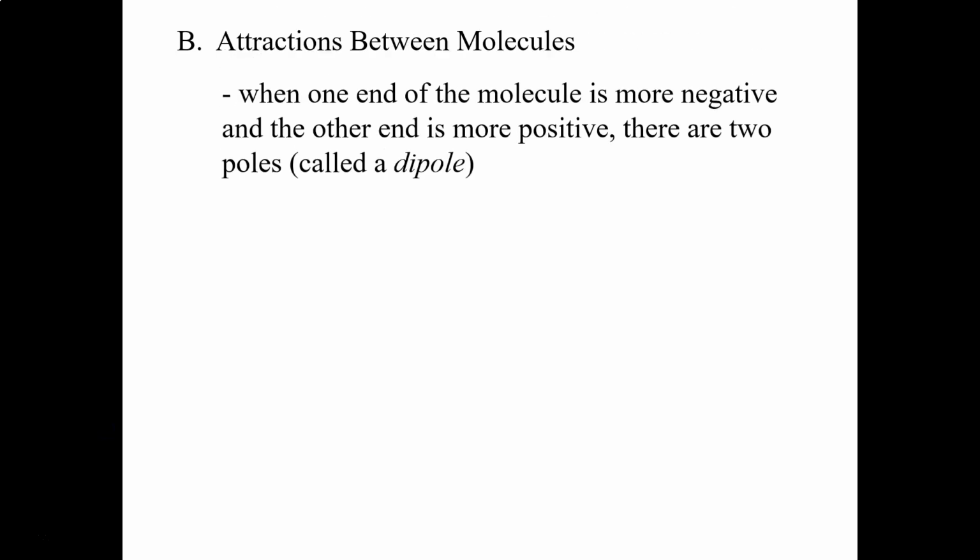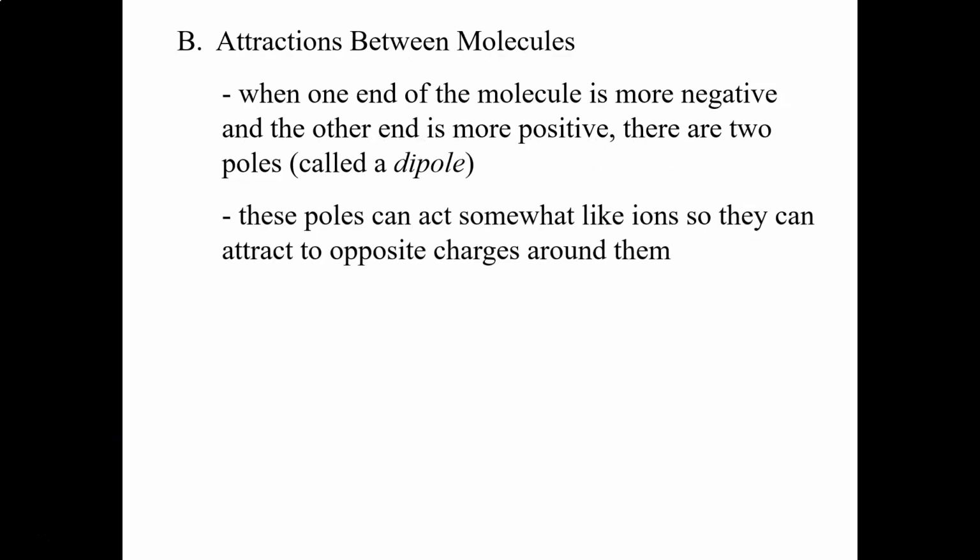So if you have one end of the molecule that's more negative and the other end is more positive, then you technically have two poles. We call that a dipole. And any molecules that have these poles can then somewhat act like ions, and they can attract the opposite charges around them. So for example, here's my molecule, okay?